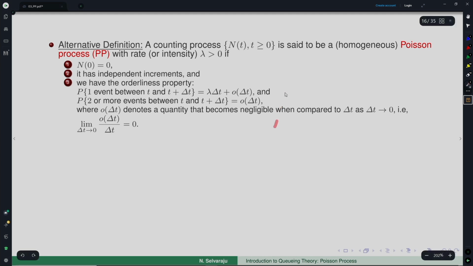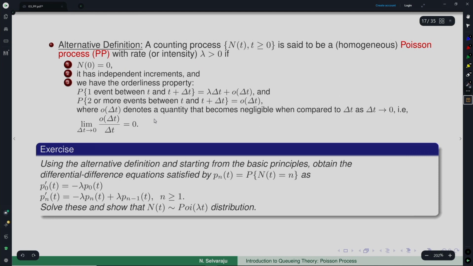That is what this means. Since these are stationary increments, where t is located does not matter. It is only the length delta t that is relevant. So, that is how the probability of one event comes out to be lambda times delta t plus order of delta t, and 0 events is 1 minus lambda times delta t plus order of delta t.